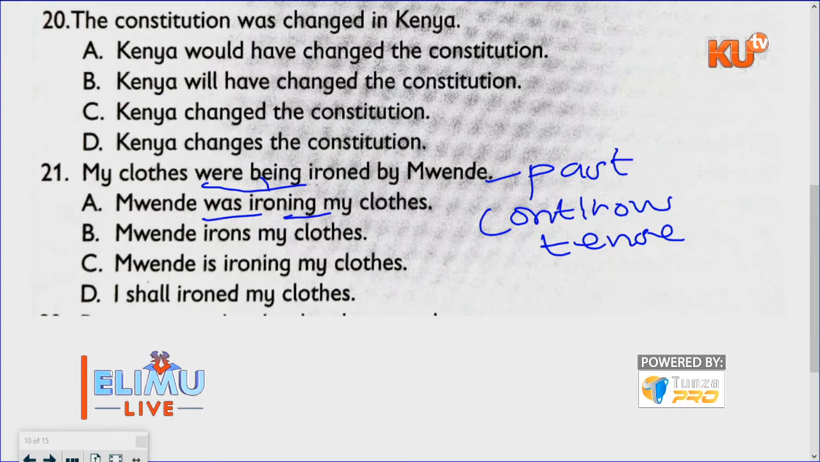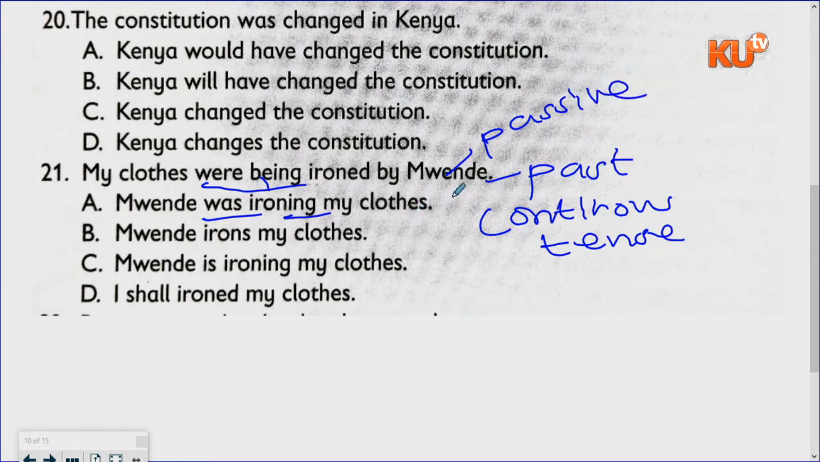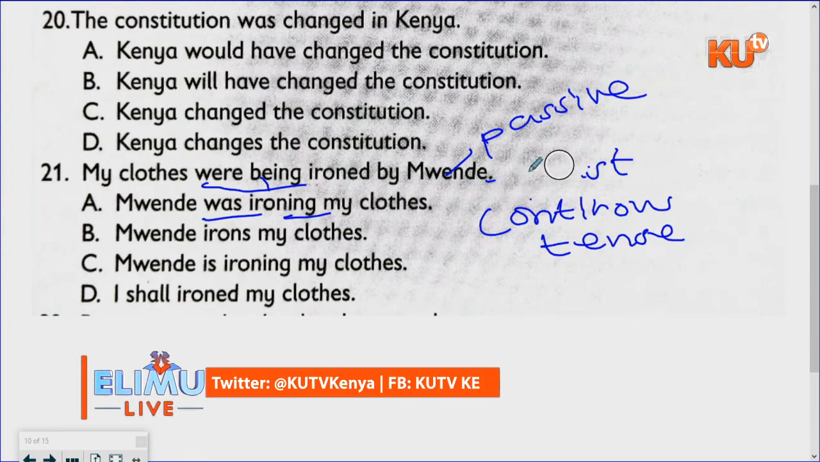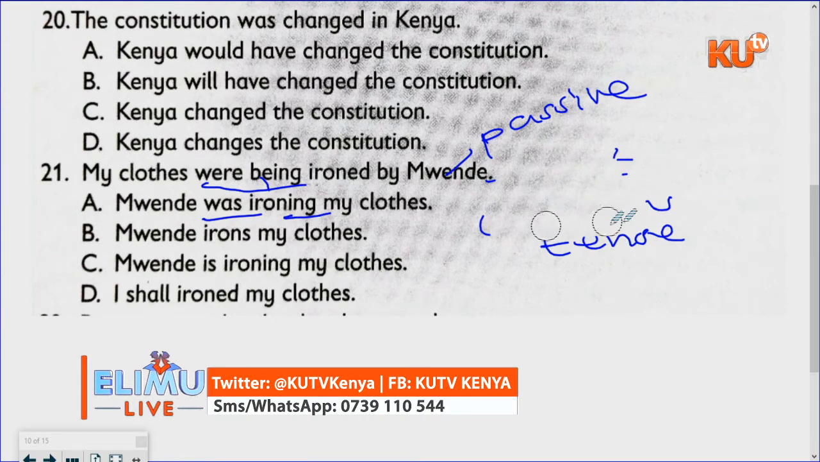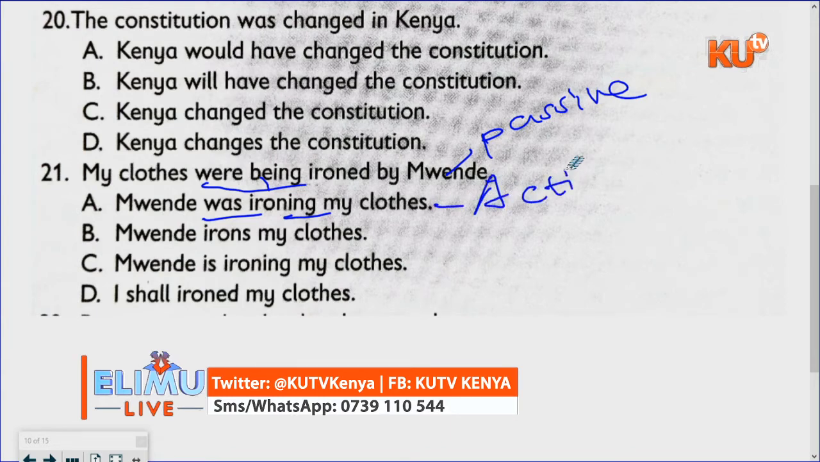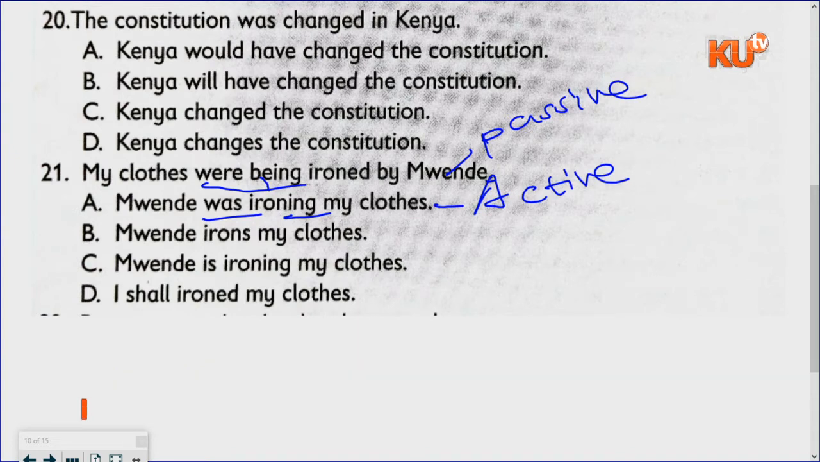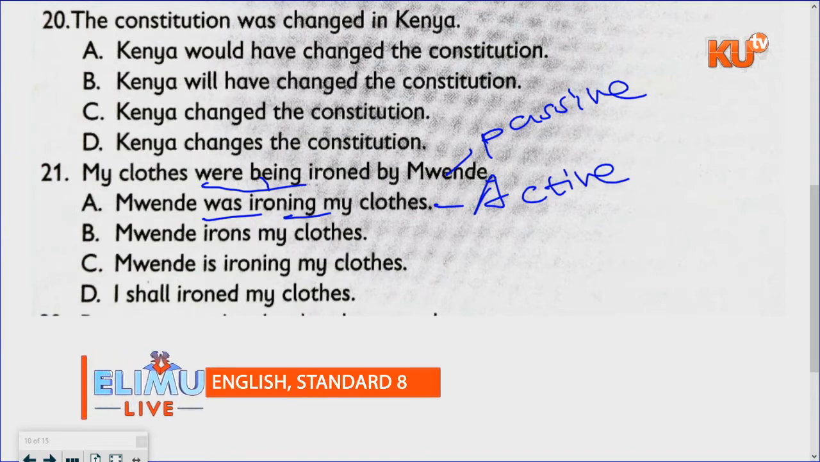So this one is active. This one is passive. That one is passive, while this other one is active. The answer is active. So sometimes you can be given sentences that are in passive to change to active. So this one is in active voice, while the question was in passive. So you have changed it successfully while still taking care of the tense.